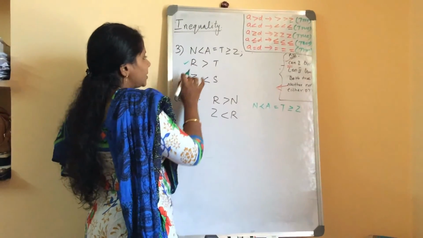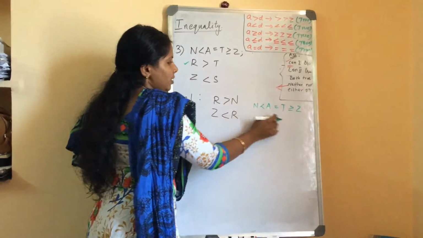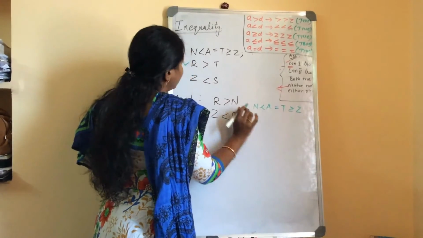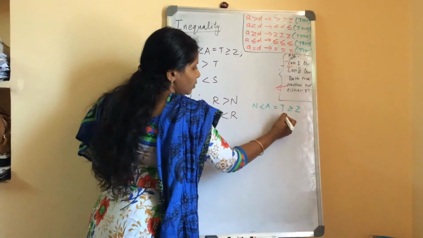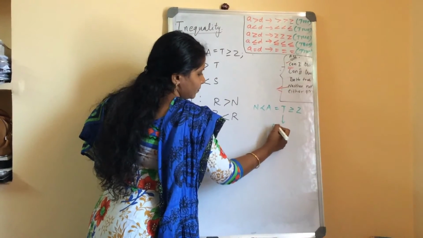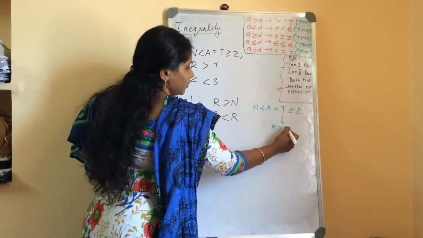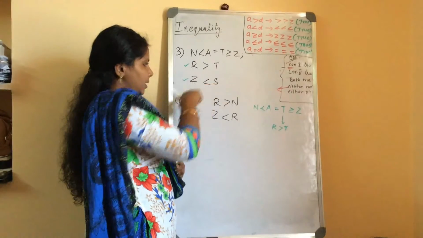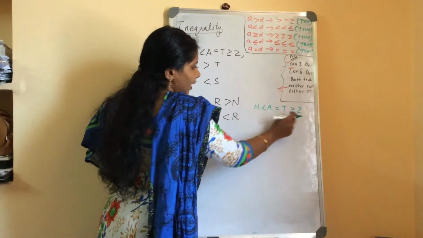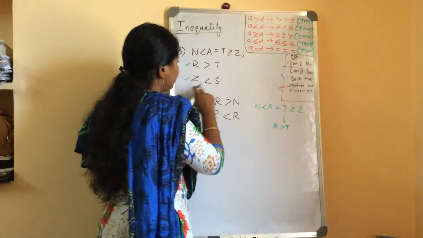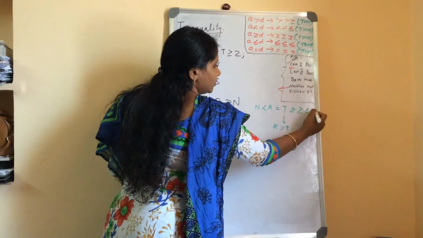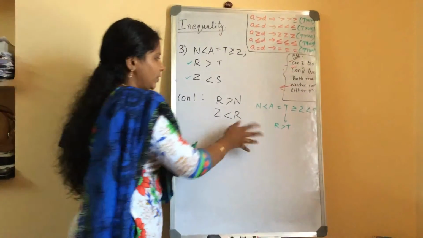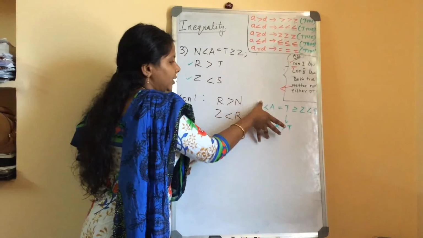Then the second statement says R is greater than T. From the first statement, check where is T. T is here. We don't have R itself. So let's write it like this: R greater than T. Then we have the third statement, Z less than S. Let's see where is Z. We have it in the first statement. Okay, Z. So with this itself we can write continuously, less than S.